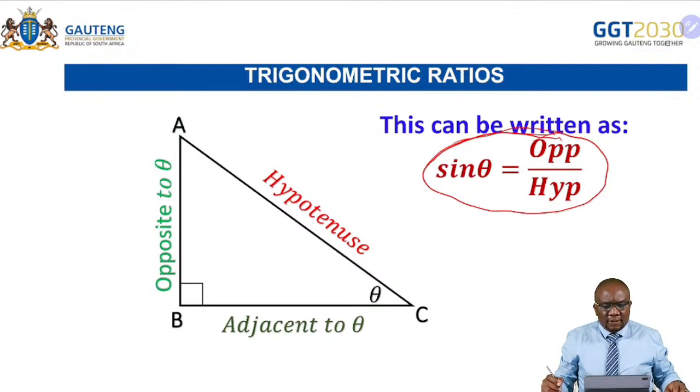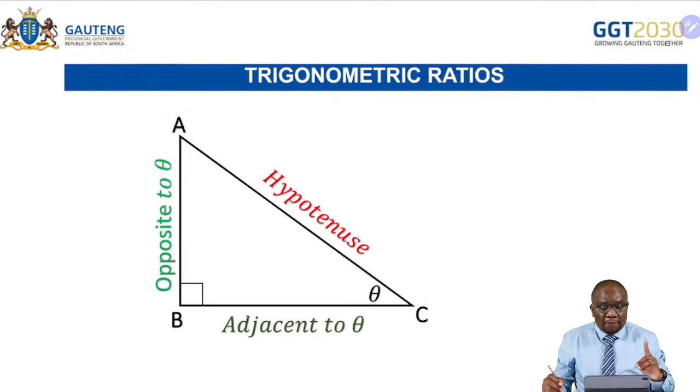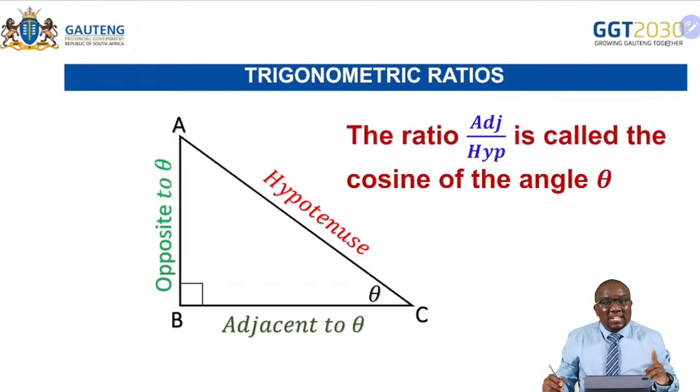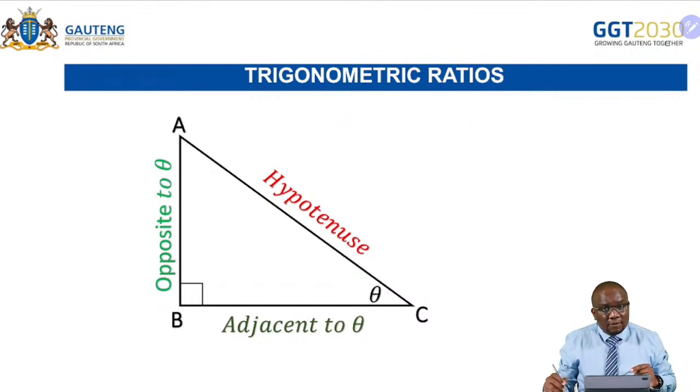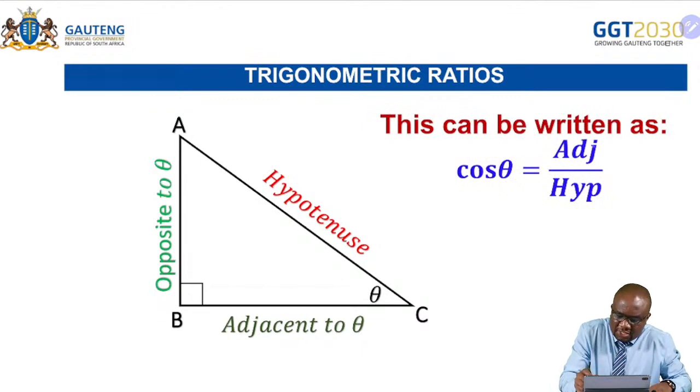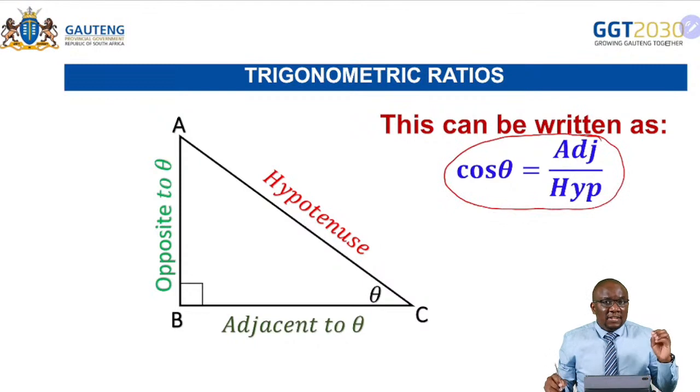Let's move on. Ratio number 2, what did we say? We said that the ratio adjacent over hypotenuse is called cosine of angle theta. So we call it what? Cos theta. Next to ratio number 2, can you write this? Cos theta is equal to adjacent over hypotenuse. Adj over hyp is still fine.